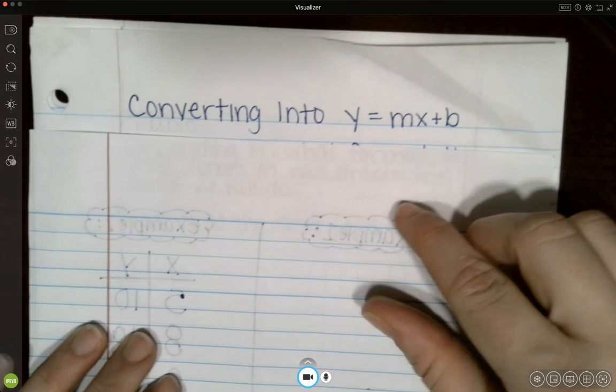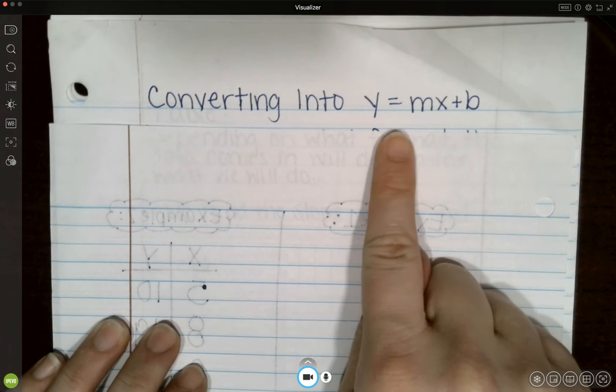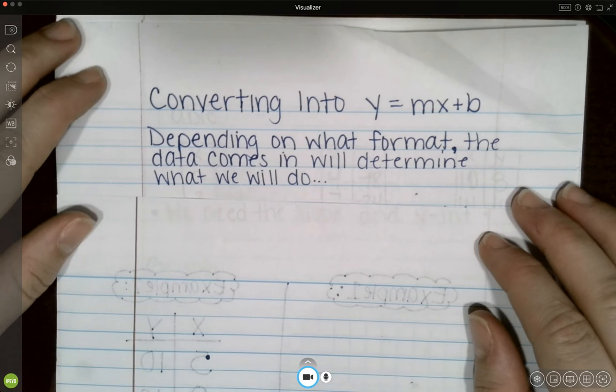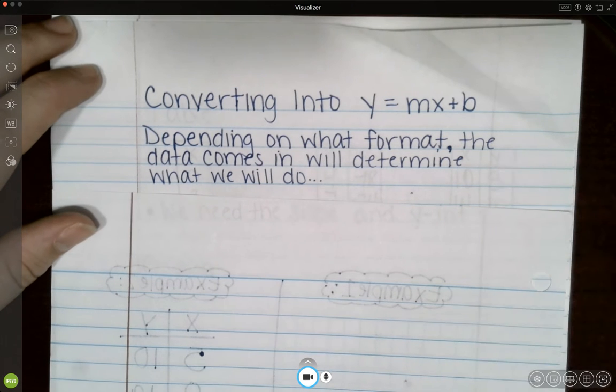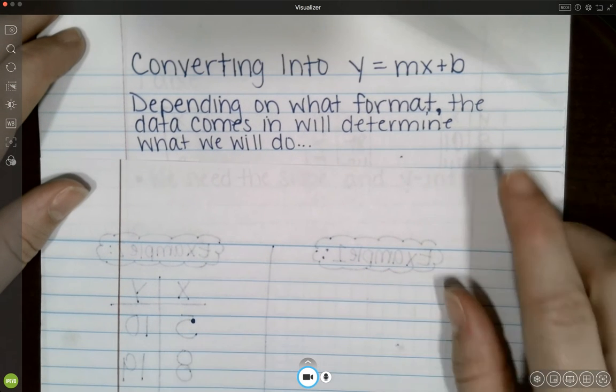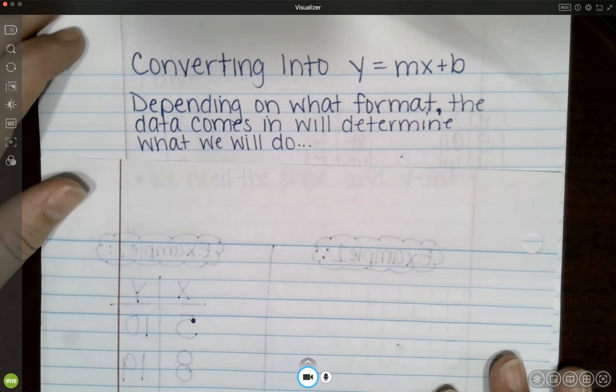So in this video, we're going to be taking a look at how to convert into y equals mx plus b. Depending on the format the data comes in, we're going to determine what we're going to do. We're going to be taking a look at 4 different instances of converting to y equals mx plus b.